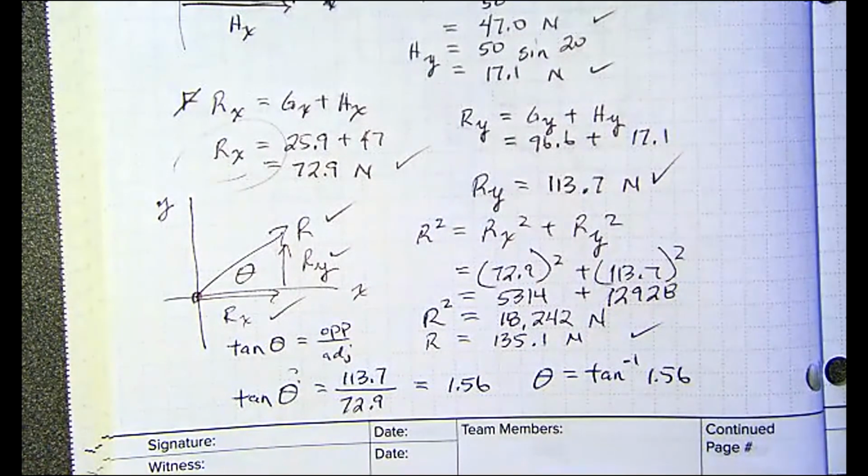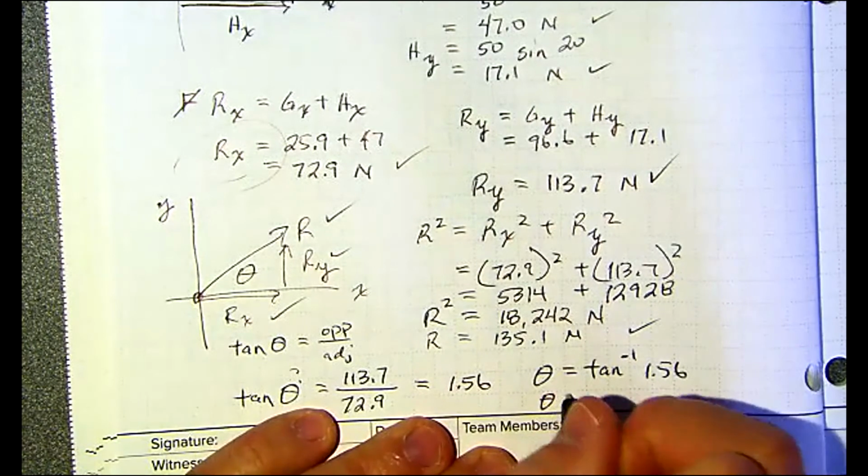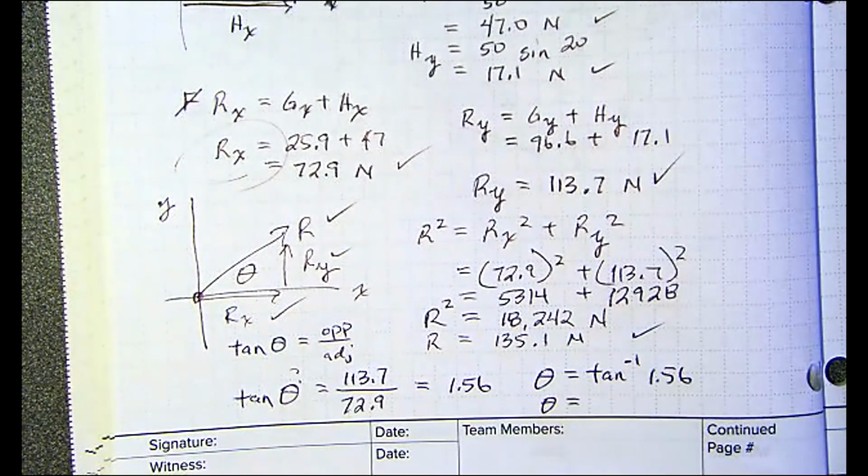If you take the tangent of 1.56, you will not get the right answer. But if you take the inverse tangent, and for most calculators, there's a second key that makes that happen. 1.56, I'm going to do the second key.